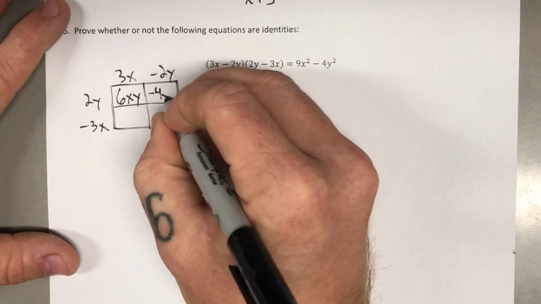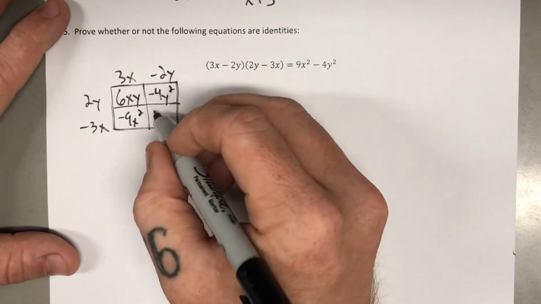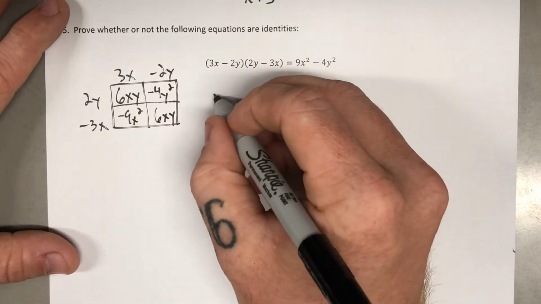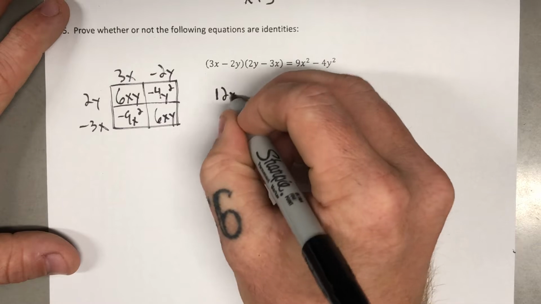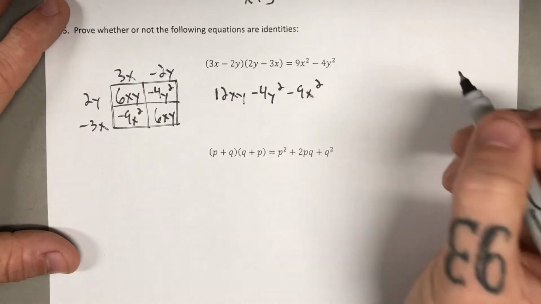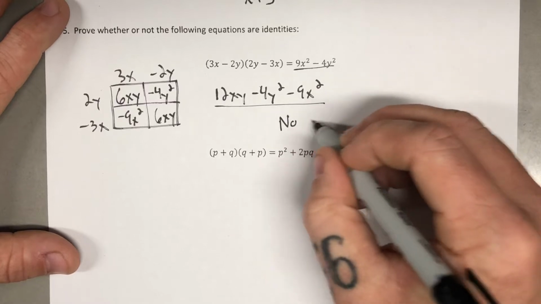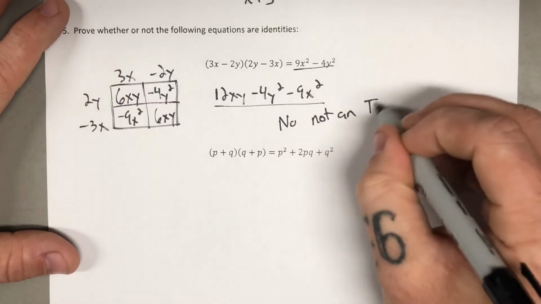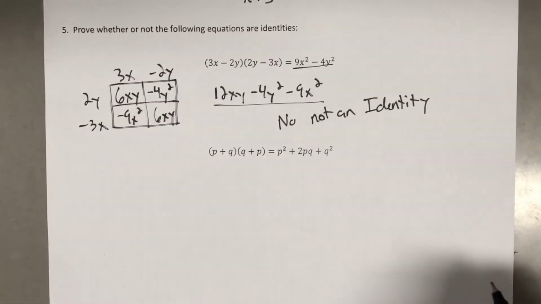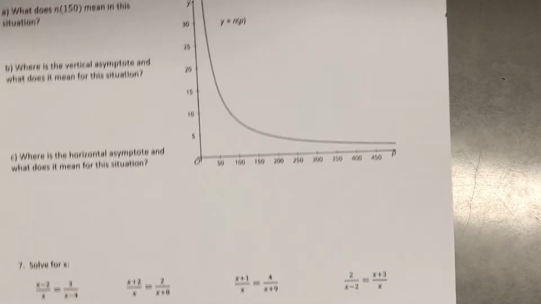This becomes negative 4y squared. This becomes a negative 9x squared, and this becomes a positive 6xy. And you want to combine those terms. So you're left with 12xy minus 4y squared minus 9x squared. And you can see clearly that this is not equal to this, so no, not an identity. All right, moving on to the next one.